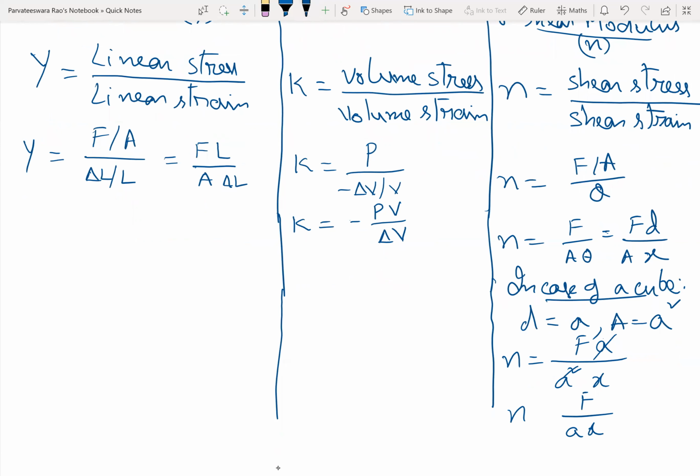A is the side, X is the lateral displacement of one of the two parallel layers of the body. This is exclusively for a cube.